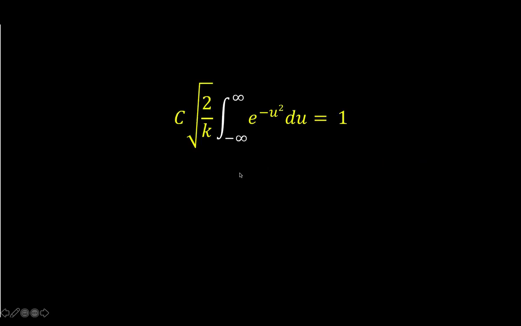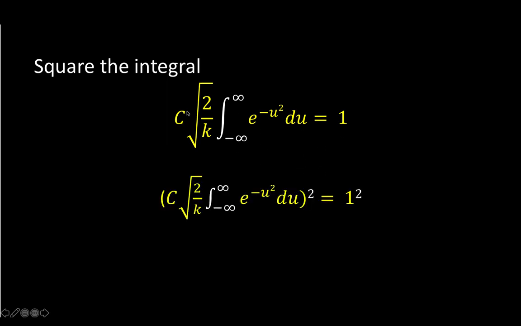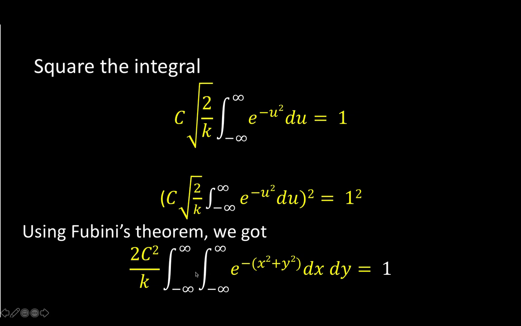Now this kind of integral is also called a Gaussian integral, named after Carl Gauss. And the technique to simplify this is to square the integral. But we are going to use some theorem, which we call Fubini's theorem. So let's first square this integral. So square the left side and square the right side. And then squaring this integral would result in a double integral, which is now in the form like this.